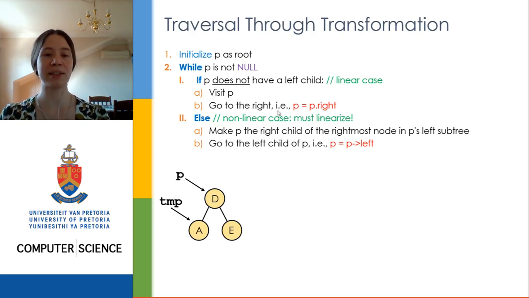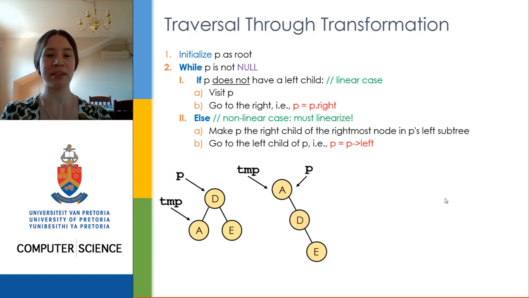In other words, in my example, you go left. You discover that p does have a left child. You then go to the left subtree and look for the rightmost node in that left subtree. The rightmost and the leftmost node is a. So we are going to make d the child of a. We make p the right child of tmp's rightmost node. Great. Then we set p to p's left, and given that d still remembers that a is its left child, that takes p all the way back to a.